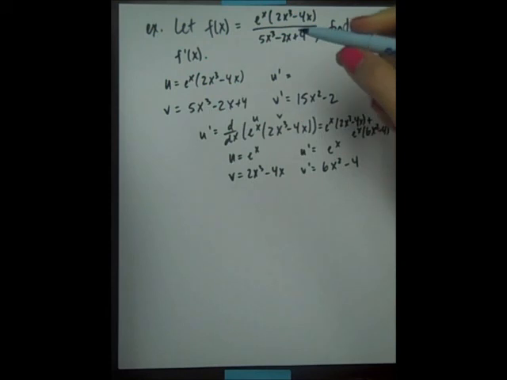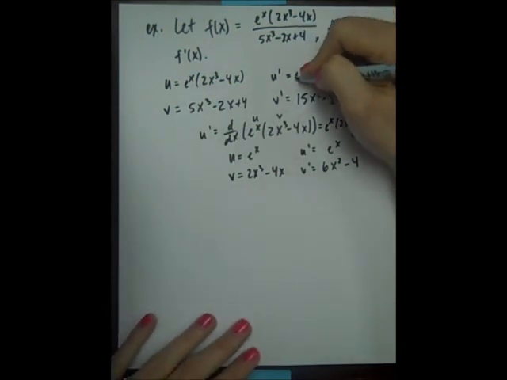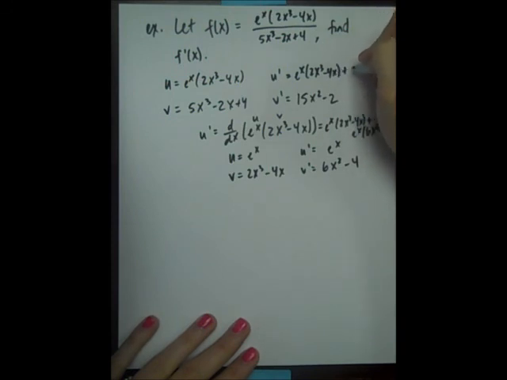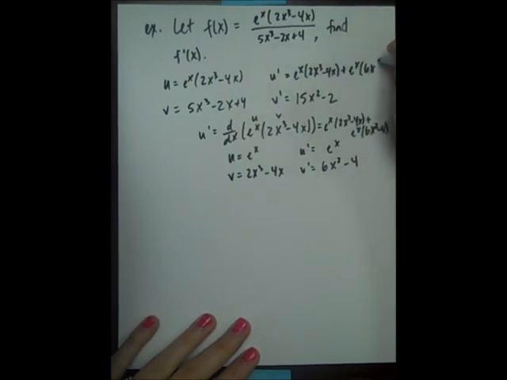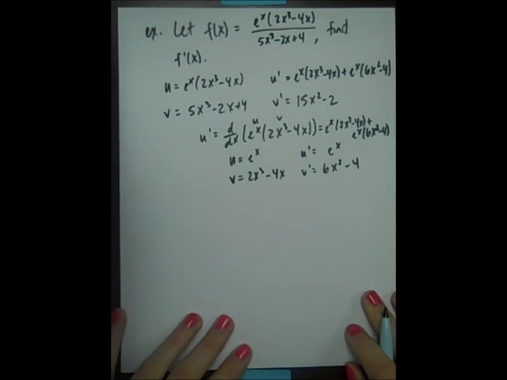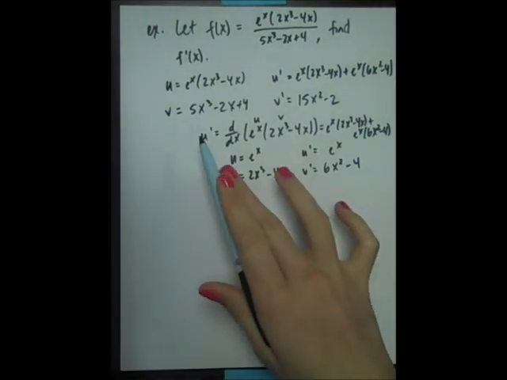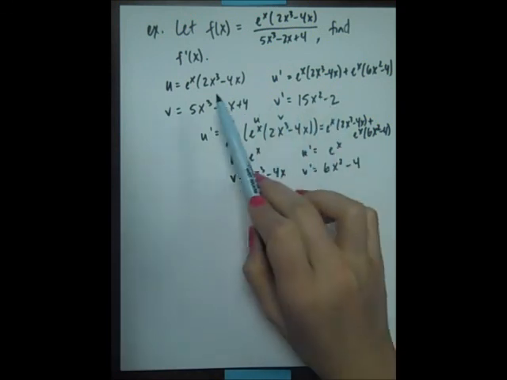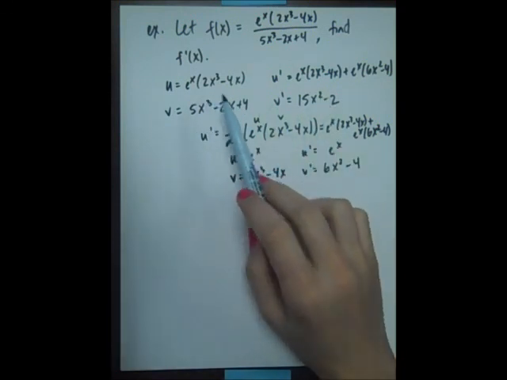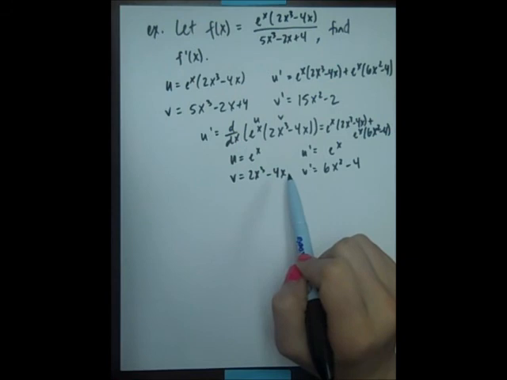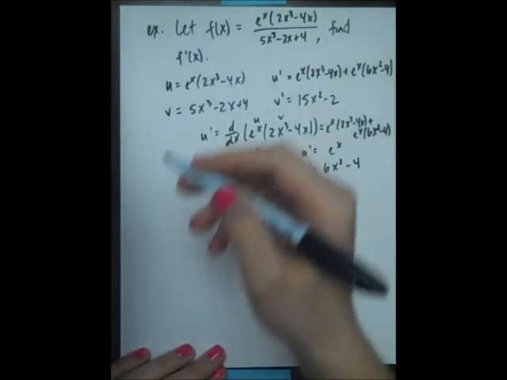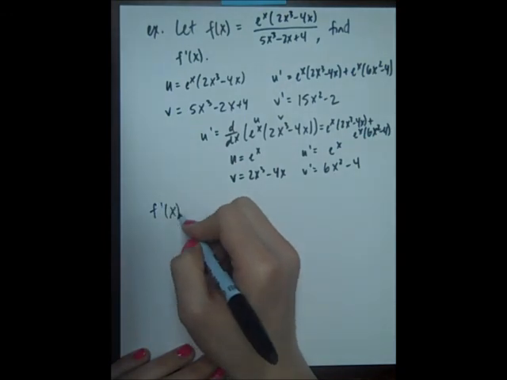So I'm going to write this up here for u prime. So what do we write? We wrote e to the x times 2x cubed minus 4x plus e to the x times 6x squared minus 4. So I had my original u, I had my original v. Finding the derivative of v was pretty easy, just use your power rule. Finding the derivative of u, though, that required us to use a product rule. So this is a product rule inside of a quotient. Using these, I can now find f prime.